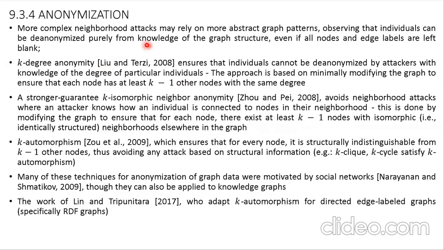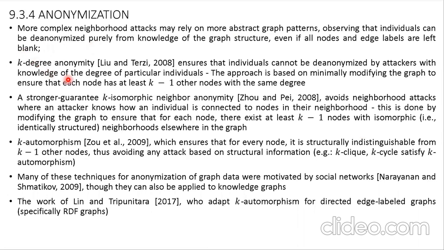A more complex neighborhood attack might rely on abstract graph patterns, observing that tourists can be de-anonymized purely from knowledge of the graph structure, even if all node and edge labels are left blank. For example, if we know that a team of tourists takes flights together for a particular number of games, and the total number of players in the game, we could use this information for a neighborhood attack that reveals the layout of the graph.